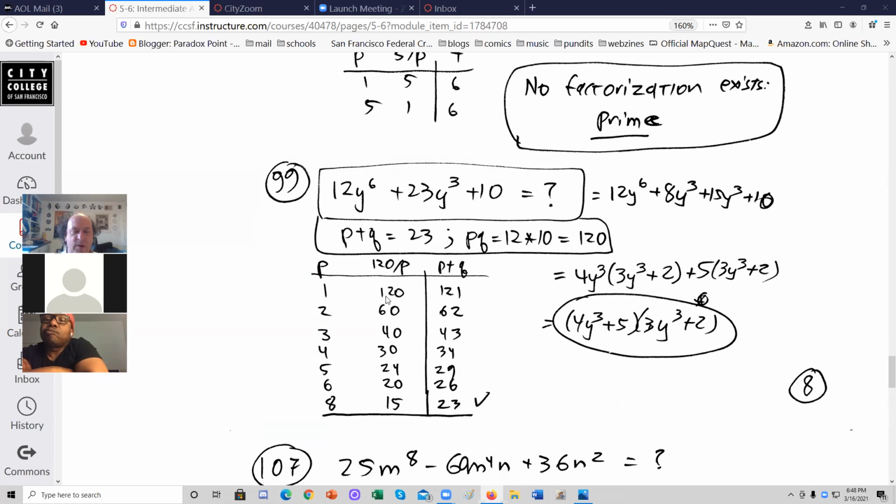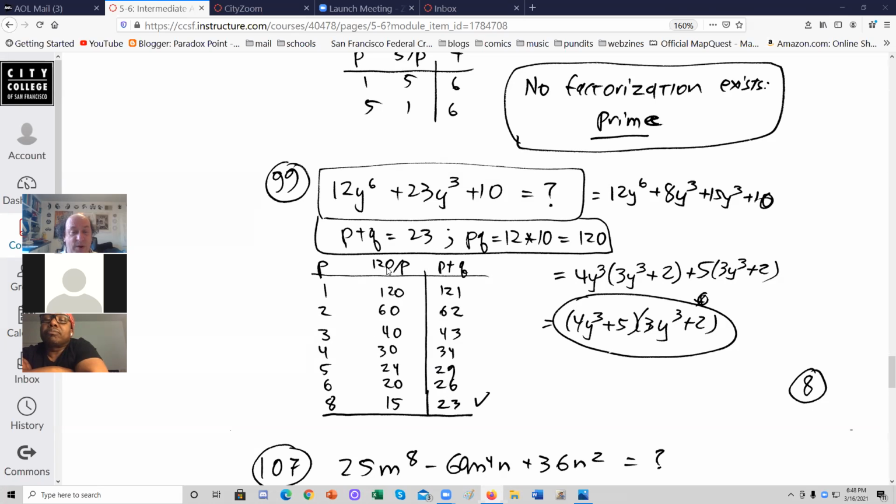If p is 1, q is 120, which sums to 121, too big. If p is 2, then q is 60. 62 is the sum, too big. If p is 3, then 120 over 3 is 40. The sum is 43. Still not quite. If p is 4, then 120 over 4 is 30. The sum is 34. Still a ways to go. 5 works, 5 goes into 120. 120 over 5 is 24. The sum is 29. Getting close. 6 works. 120 over 6 is 20. The sum is 26. Close.